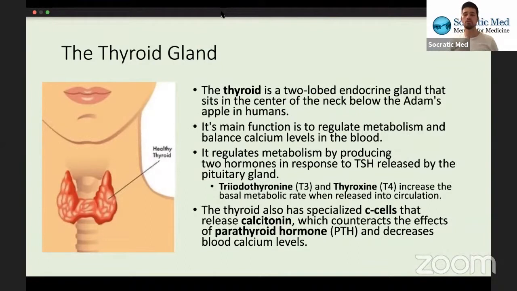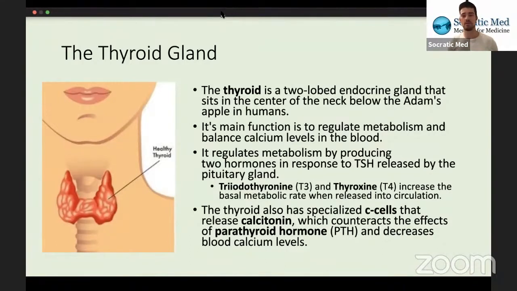So the thyroid is a two-lobed endocrine gland that sits in the center of the neck below the Adam's apple in humans. And its main function is to regulate metabolism and balance calcium levels in the blood. So we mostly know it for its metabolism regulation. I'm sure you guys have come across hypothyroidism and its effects. The thyroid is something I think that the MCAT does like to test.